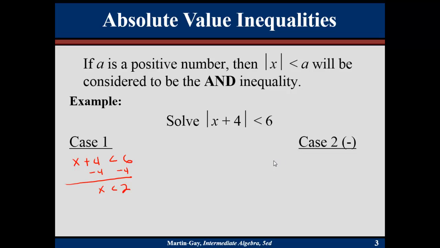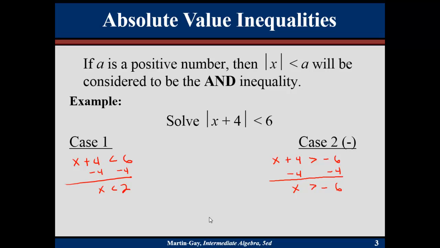Case 2, you drop the absolute value symbols, you flip the inequality, and you make this number over here negative, or you change the sign of that number. Okay, and then you will solve it by subtracting 4, and you come out with X is greater than negative 6. Now this is an AND inequality. So you still will need to write your answers in interval notation.